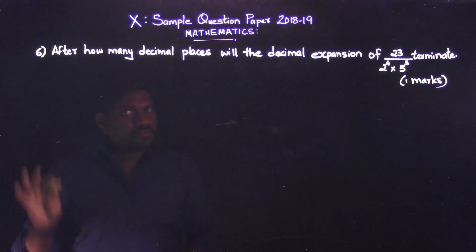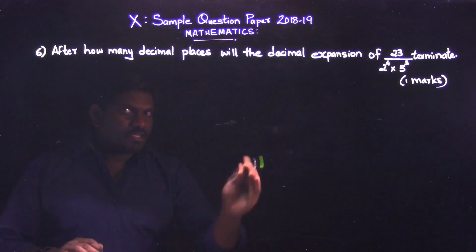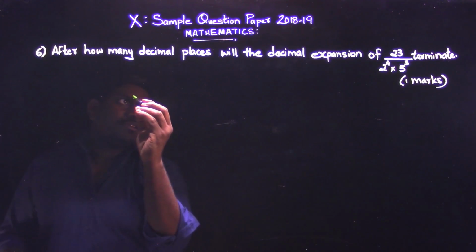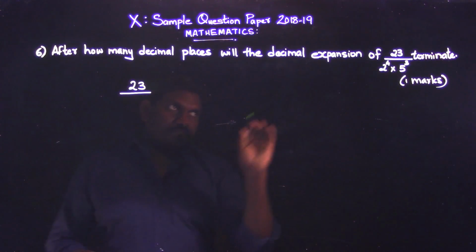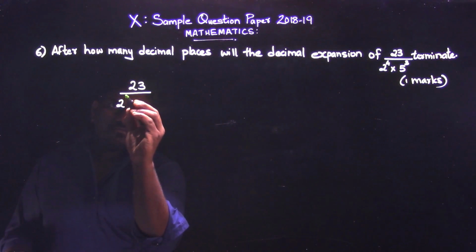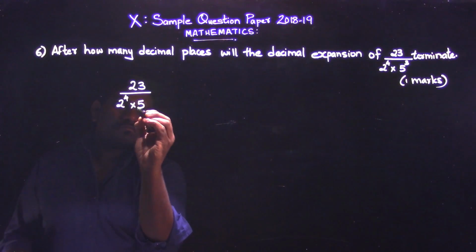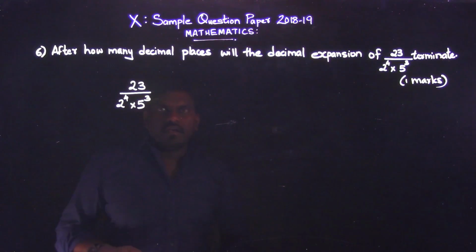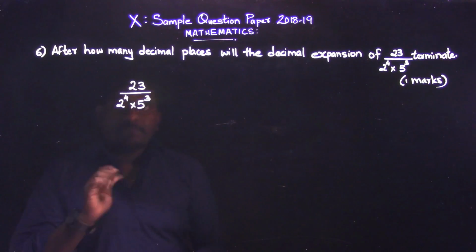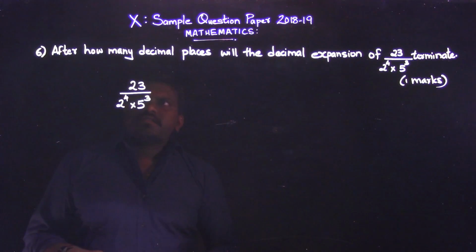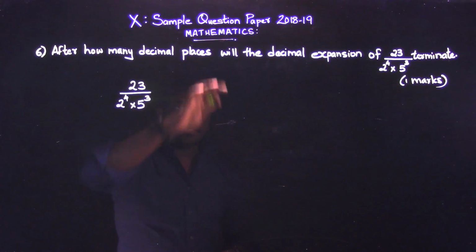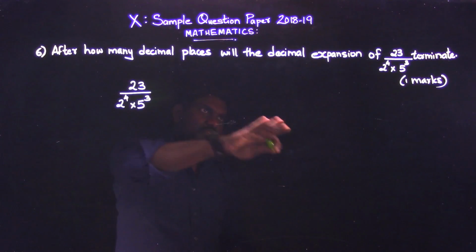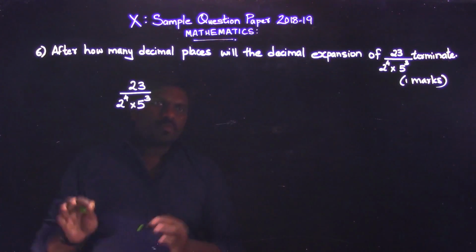So this is the last question. Yes, very quickly, but understand the logic here. It's pretty much easy. 23 by this one. Now what I'm going to tell you is, the question here is, after how many decimal places will the decimal expansion of this one terminate? That means when it will stop.